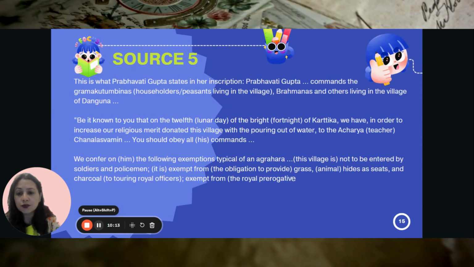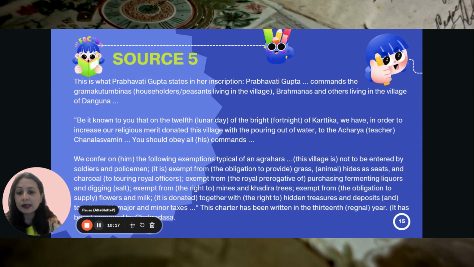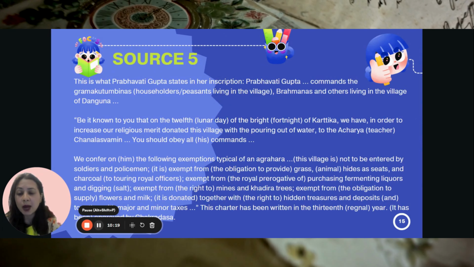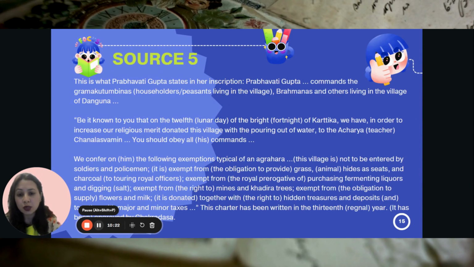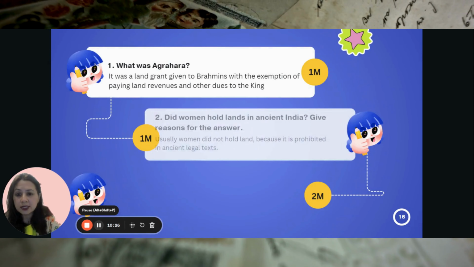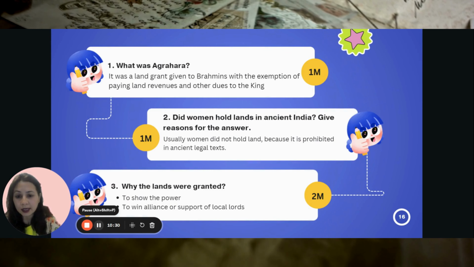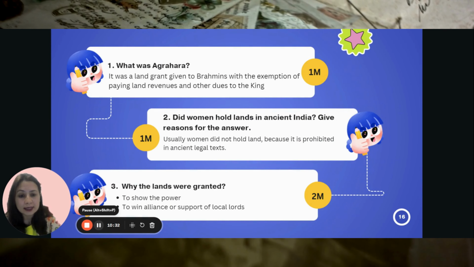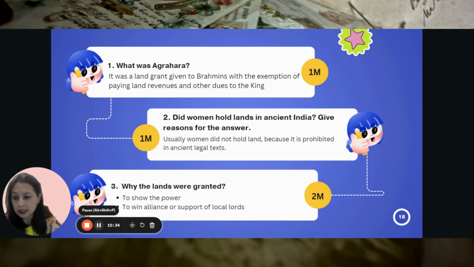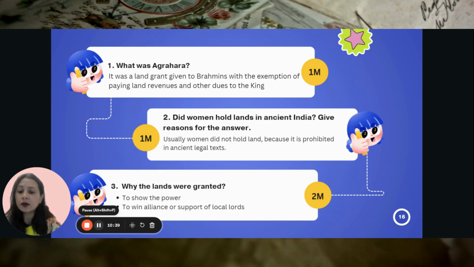Next is source 5. This describes the land grants which were done by Prabhavati Gupta, the daughter of Chandragupta. So again, you'll get a combination of direct and indirect question. What was Agrahara? Indirect question. Did women hold lands in ancient India? Give reasons for the answer. This is based on the understanding of the chapter and why the lands were granted.